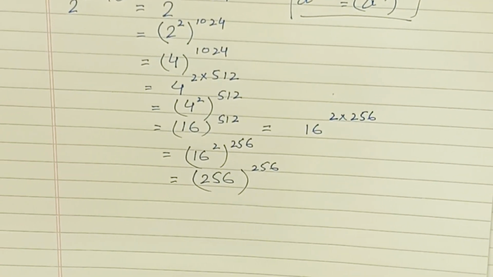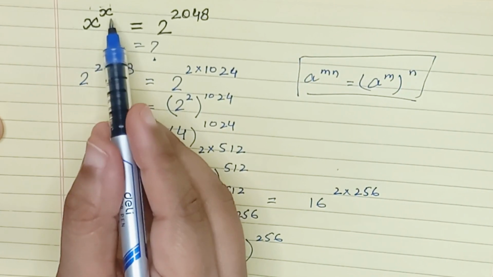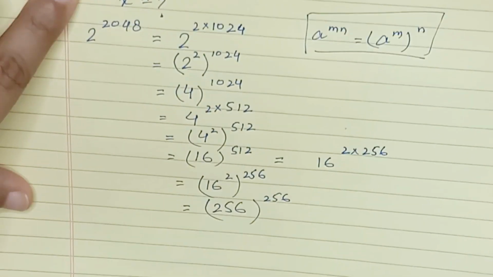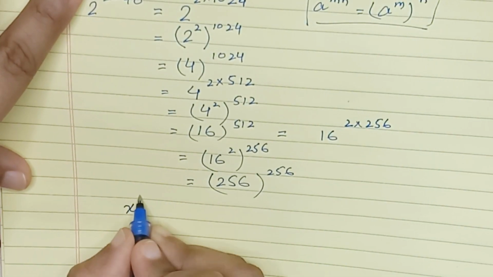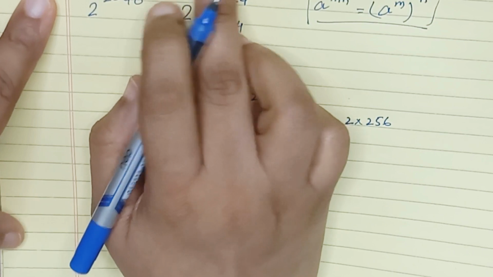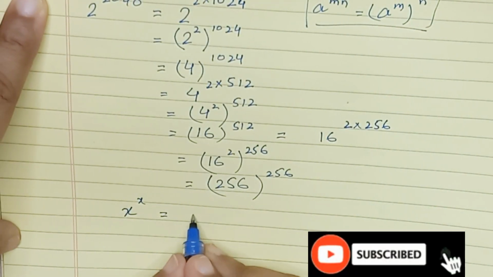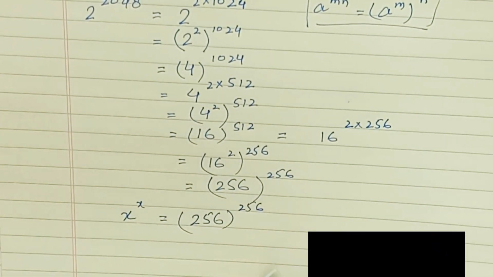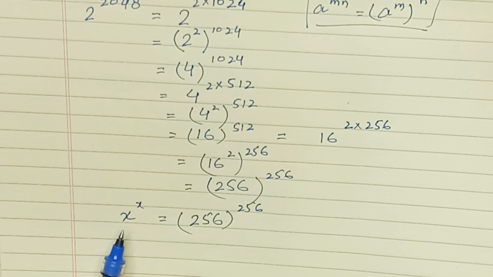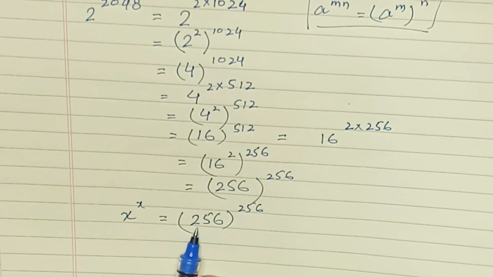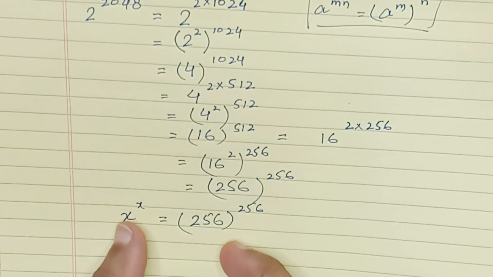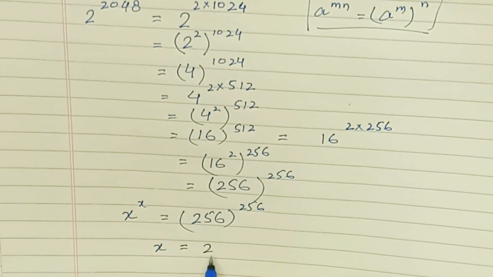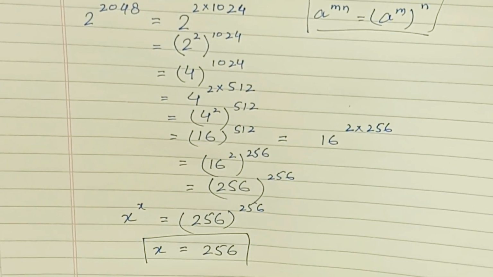So we have the given equation x raised to the power x, which is equal to 2 raised to the power 2048. So it will become x raised to the power x equals 256 raised to the power 256. Now you can see here x has power itself and 256 has power itself. So when we compare both sides, we get the value of x, which is equal to 256.